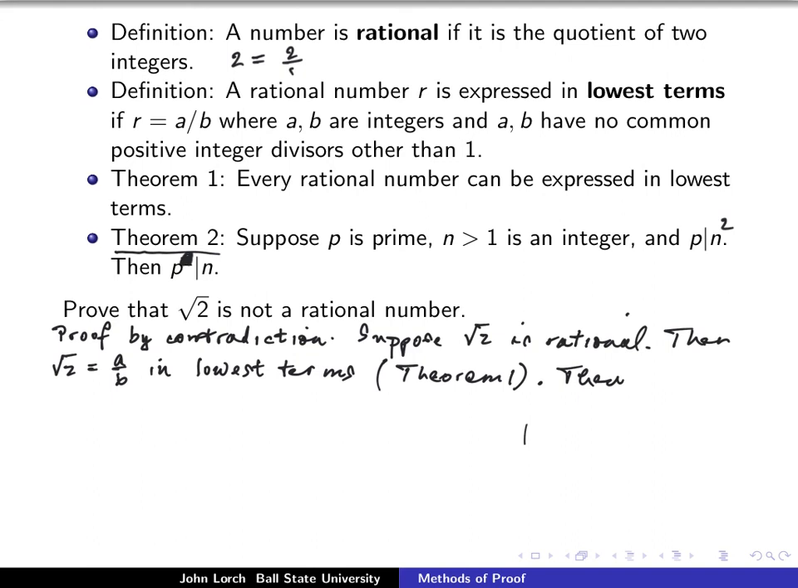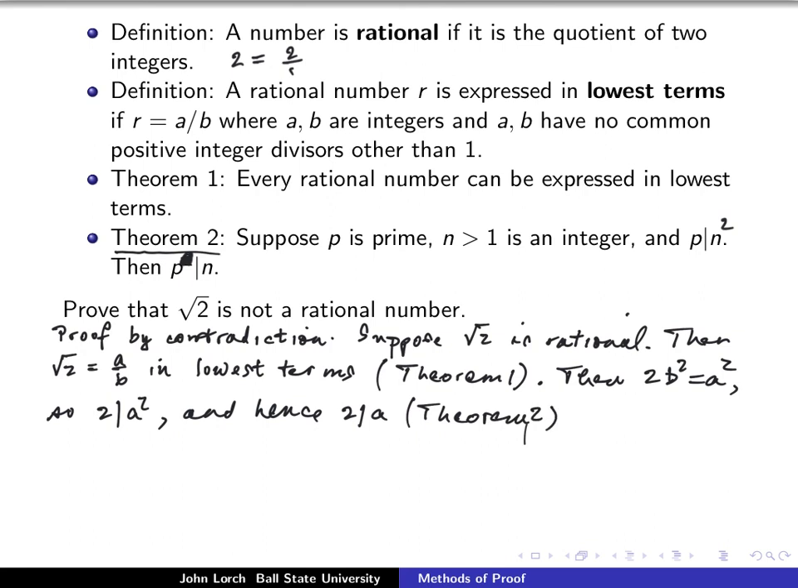Then by arithmetic, we have that 2 times b squared is a squared. That says that a squared is a multiple of 2, and hence 2 divides evenly into a. That is by theorem 2. So since 2 divides evenly into a, we can write a as 2 times n for some integer n.